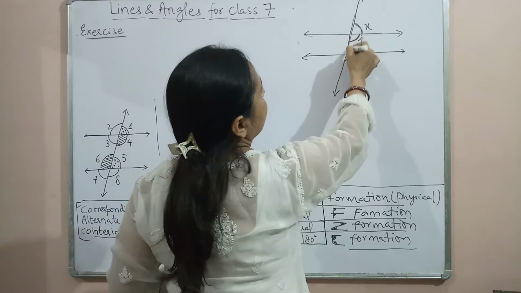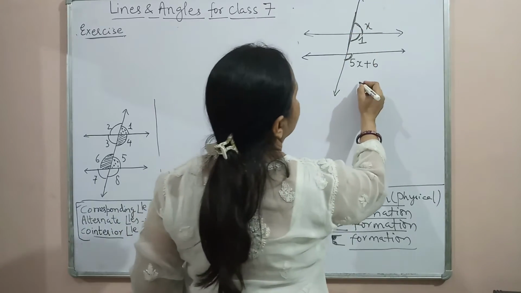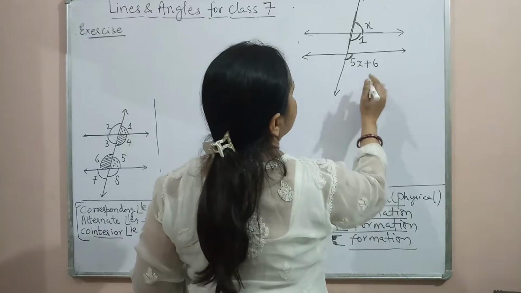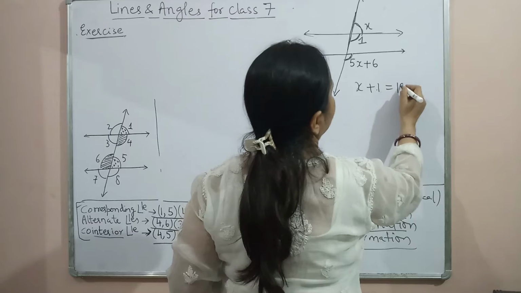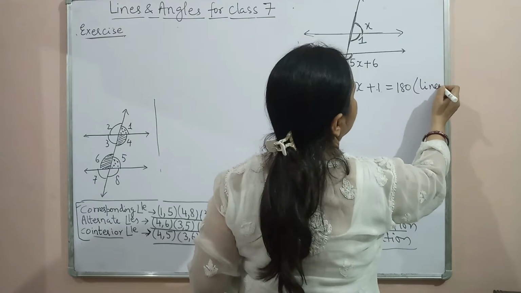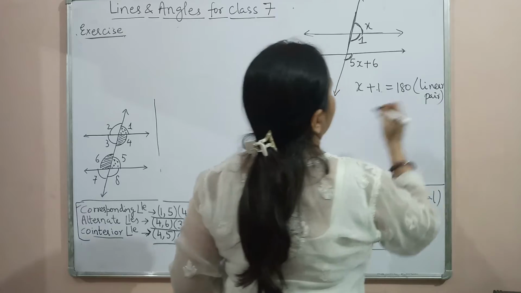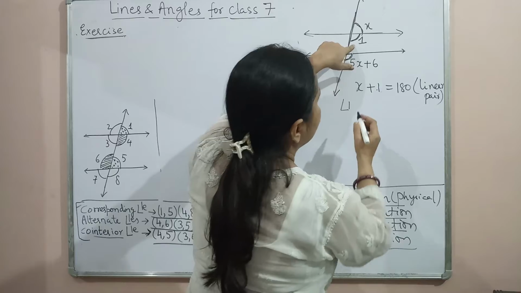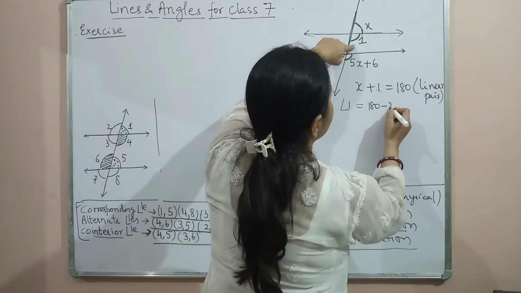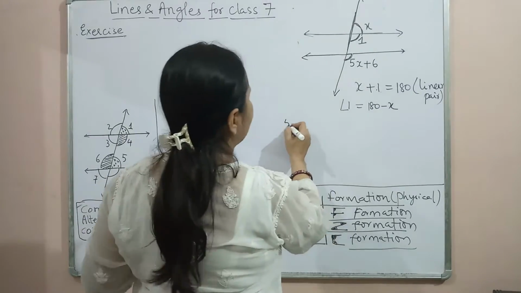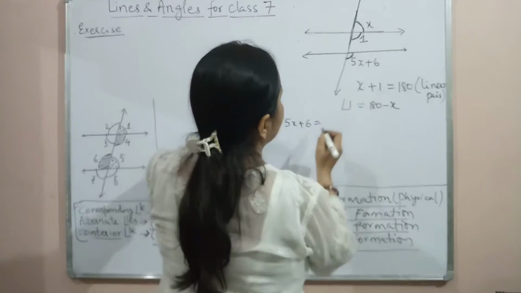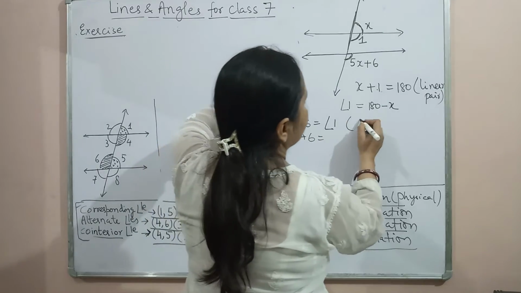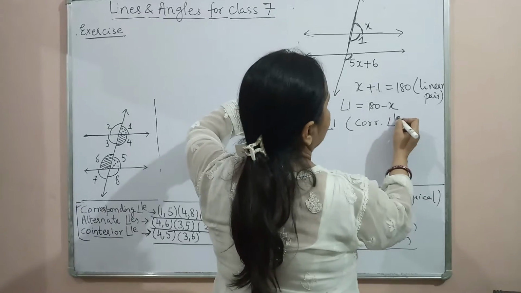Again we have a linear equation which can help us. Angle x plus angle 1 is equal to 180 degree because of linear pair, right? So angle 1, which we had to find out, is equal to 180 minus x. Now we know 5x plus 6 is equal to angle 1, and what is the reason? It is corresponding angle.